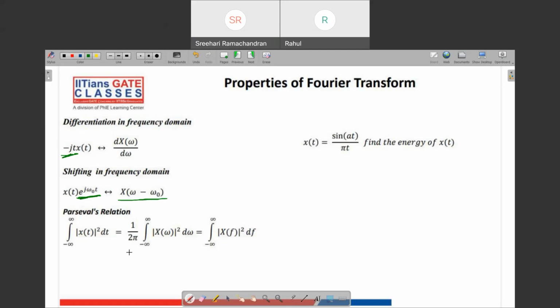And next is the Parseval's theorem. This Parseval's theorem is similar to what we see in the Fourier series, but in the Fourier series it was a periodic signal, so it was in terms of the power. Here it is in terms of the energy. Let's say you have a signal x(t), then the energy of that signal will be given by this formula, and this same energy you can calculate in the Fourier domain also. It will be given by this if you are using omega as a variable, and by this if you are using f as a variable. So whether you are using the time domain signal or the frequency domain signal, both should have the same energy.